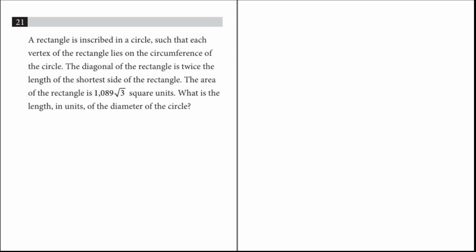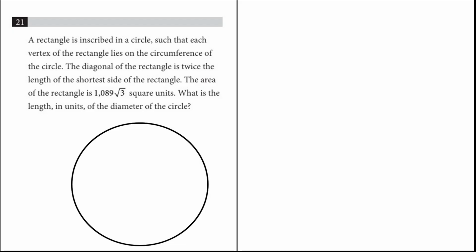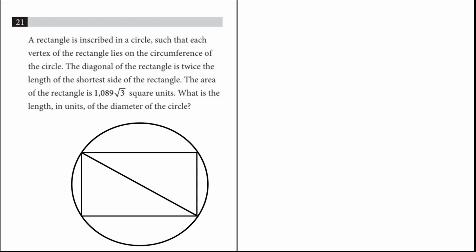So we have a circle and it has a rectangle inscribed in it. Then it has a diagonal, right? We call the length of the diagonal 2x, the length of the short side x. So the other side of the rectangle, let's call that y.